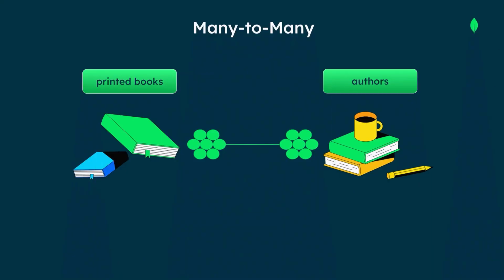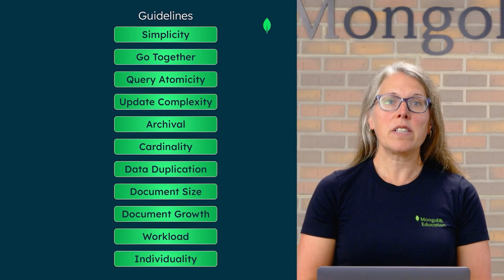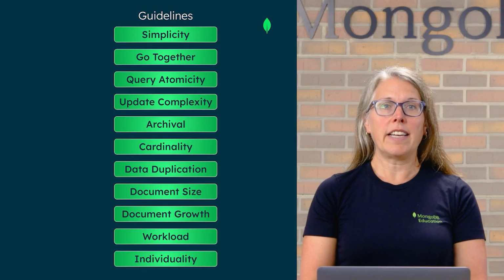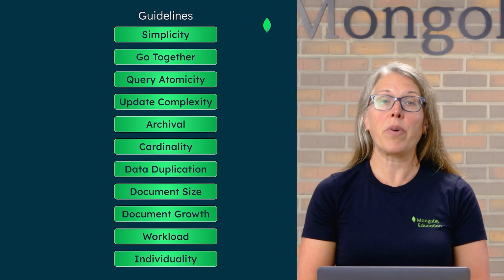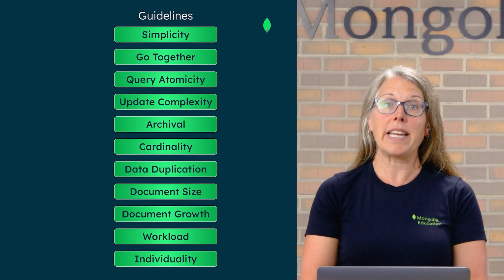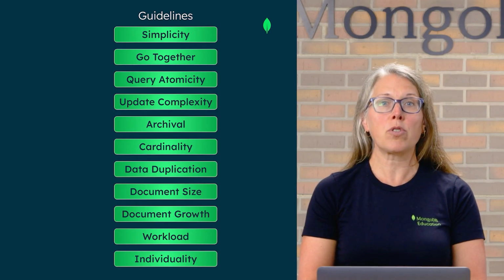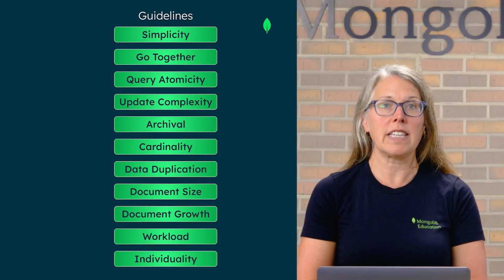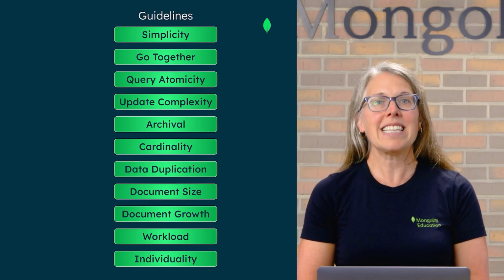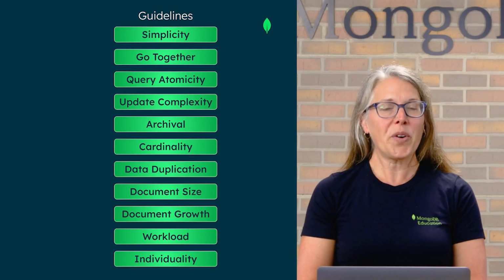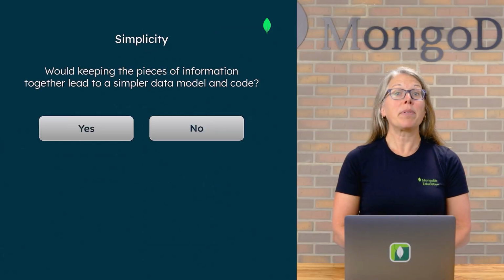For now, let's apply these guidelines to the many-to-many relationship that exists between the printed book and author entities from our bookstore app. We'll use a series of questions based on each guideline shown here to help us determine whether we should embed or reference our many-to-many relationship. As we move through the questions, we'll keep a simple scorecard of embedding versus referencing using points. We can then compare scores at the end. Okay, let's do it. First up is simplicity.